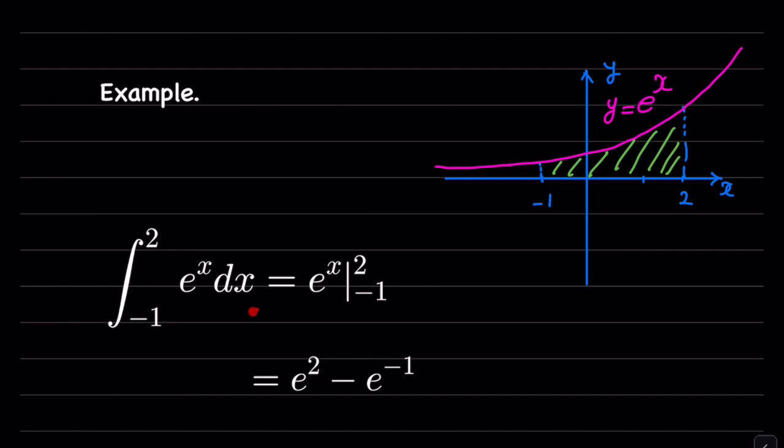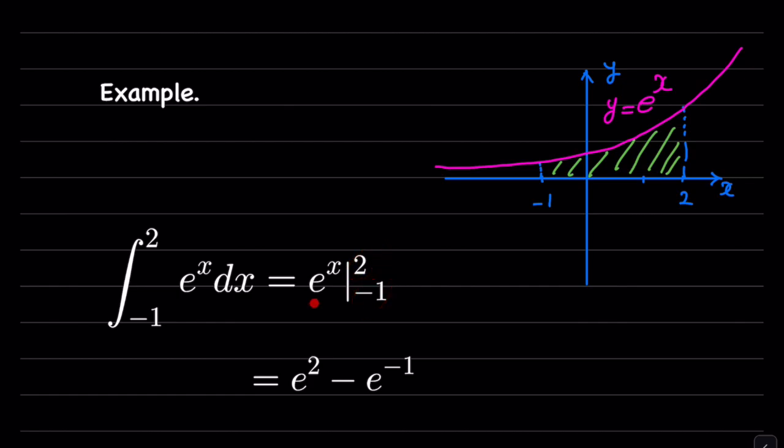So the area is going to be equal to this definite integral, and all I need to do is to find an antiderivative for e to the x and evaluate it at these 2 points and subtract. So the antiderivative for e to the x is e to the x. It needs to be evaluated between the upper bound and lower bound.